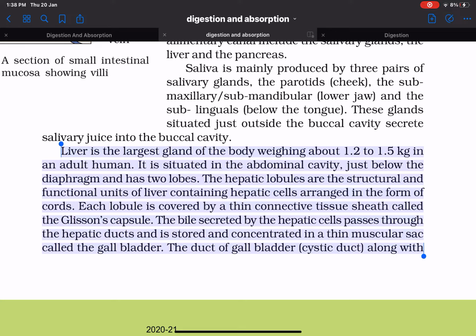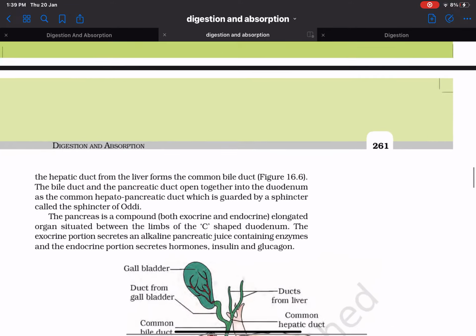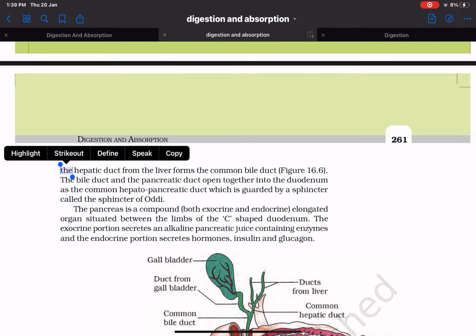The bile secreted by the hepatic cells passes through the hepatic ducts and is stored and concentrated in a thin muscular sac called the gallbladder. The duct of gallbladder, cystic duct, along with the hepatic duct from the liver forms the common bile duct, figure 16.6. The bile duct and the pancreatic duct open together into the duodenum as the common hepatopancreatic duct, which is guarded by a sphincter called the sphincter of Oddi.